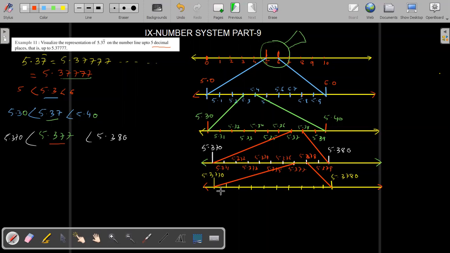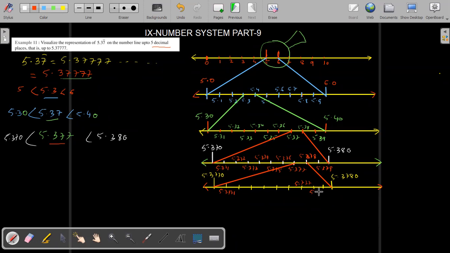So we can have 5.3771. The first number will be 5.3771, 772, 773, 774, 775, 776, 777, and this will be 5.3778. Only these numbers I'm writing. You can write all the numbers.